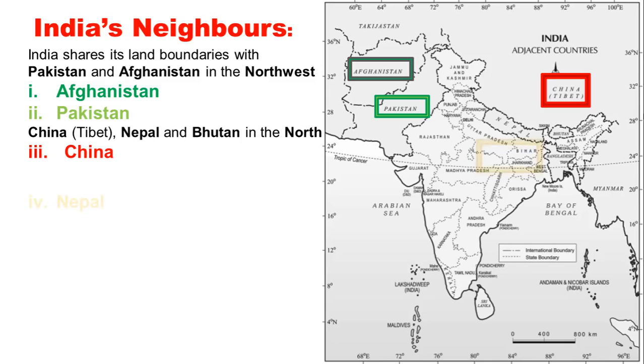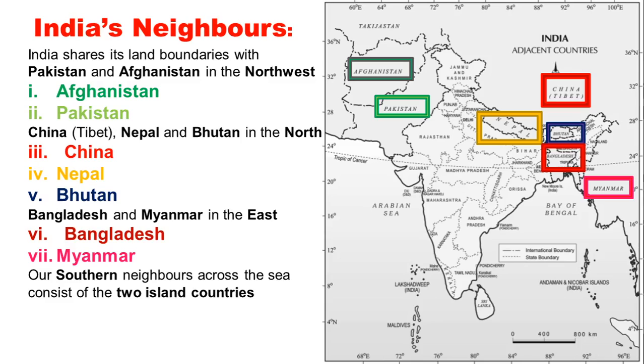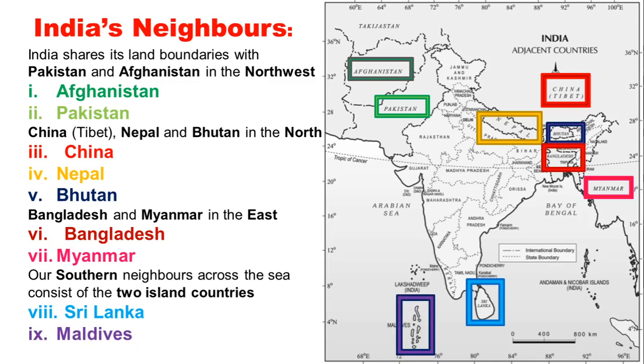Look at the map. China, Nepal and Bhutan. Bangladesh and Myanmar in the east. Look at the map. Bangladesh and Myanmar. Our southern neighbors across the sea consist of two island countries: first Sri Lanka, second Maldives.